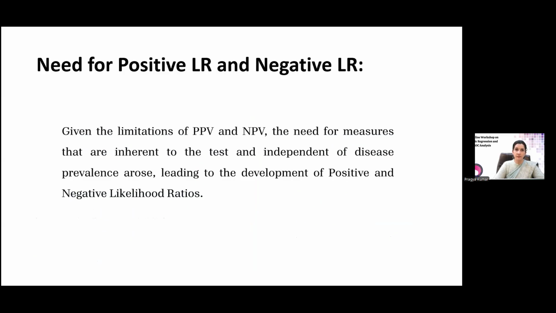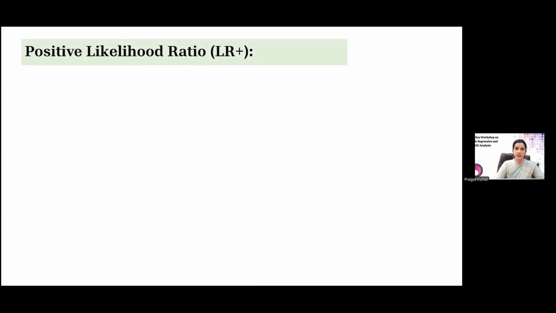So then comes the need for these likelihood ratios. So there are these measures like positive likelihood ratio and negative likelihood ratio. They came into the picture because, if you see, they are independent of the prevalence.